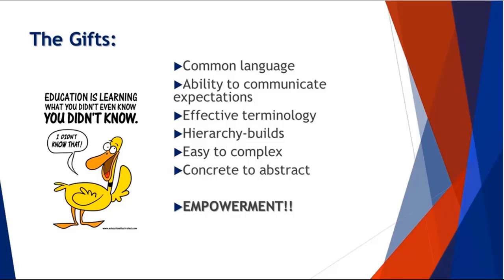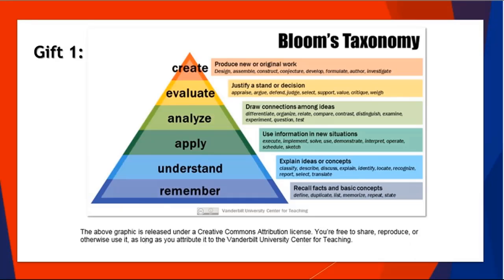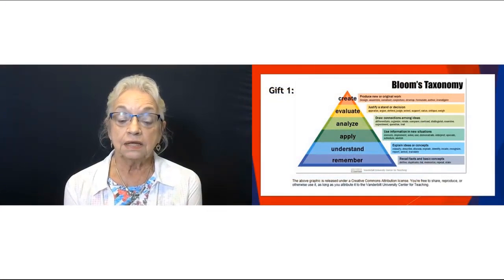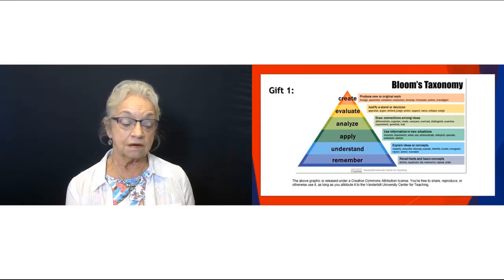The terminology that we use is what is going to set up those expectations. And one of the gifts builds on a hierarchy going from easy to complex and or concrete to abstract. So in essence, both of the gifts, but the one in particular, provide you with empowerment. And so gift number 1, you've probably already figured out, is Bloom's Taxonomy.